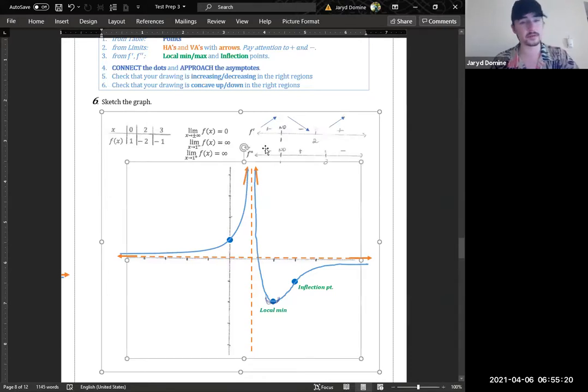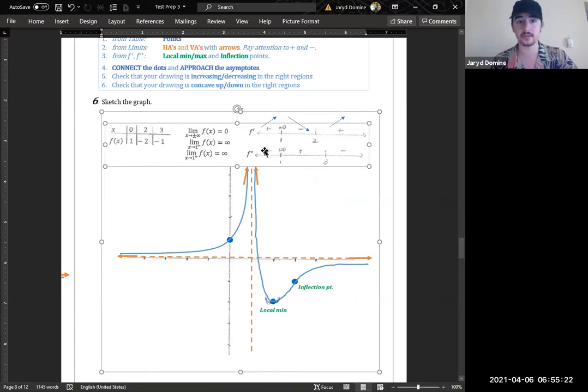And then for the second derivative, that's telling us whether it's concave up or concave down. So it needs to be concave up on this left interval, which it is. You see it's bending upwards. It needs to be concave up between, which you can see it is, right? So it's scooping upwards. And then it needs to be concave down from 3 on. So once we get to 3, we need to be bending downwards.